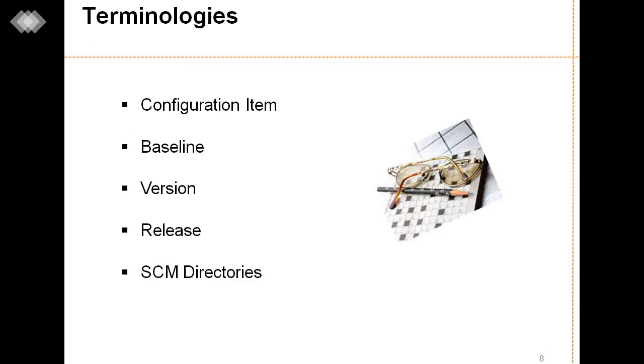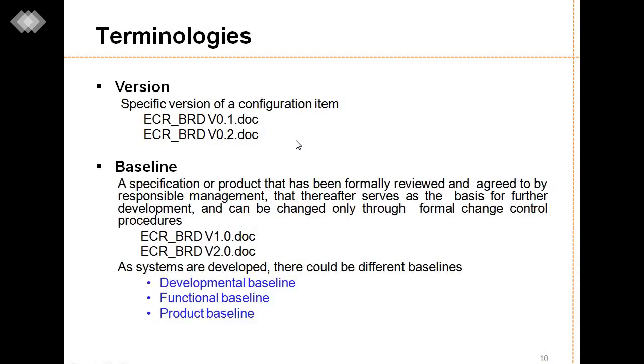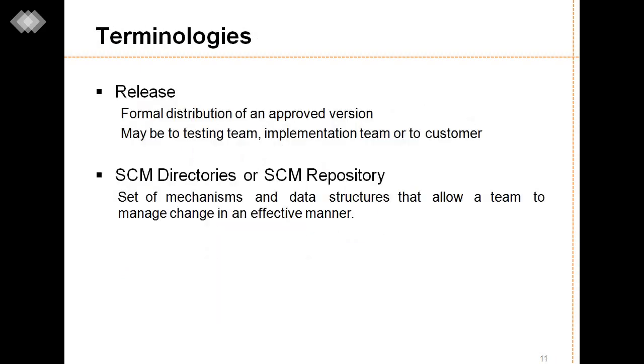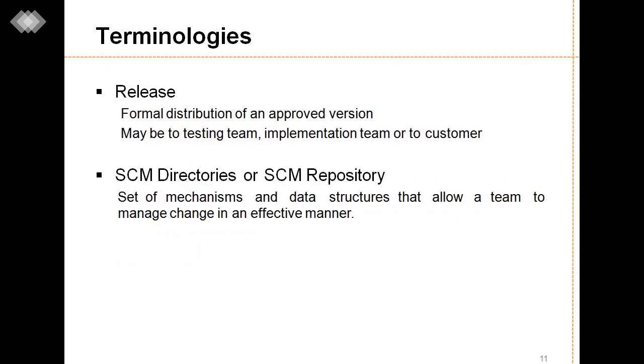Then we have covered some terminologies which are used in software configuration management, such as configuration item, baselines, versions, release, and directories. Then after that we have studied one by one the terminologies as configuration item, versions, baselines. Here are the different baselines which are development baselines, functional baselines, and product baseline. After that we have covered release, then SCM repository, or you can say SCM directories.